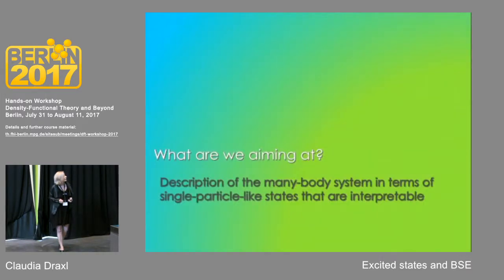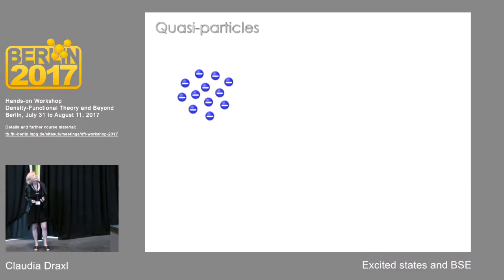So what we would like to have is a description of the many-body system in terms of single-particle-like states, but these states should be interpretable. And this can be reached by many-body perturbation theory, by introducing this quasi-particle concept.